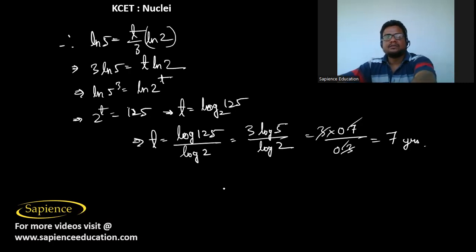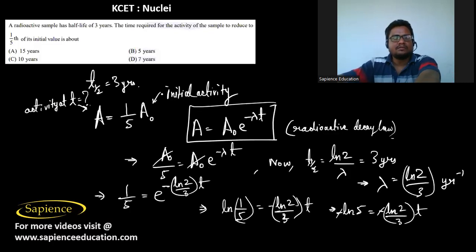So at t equals 7 years, its activity will reduce to 1/5 of its initial value. So option D is the correct answer.